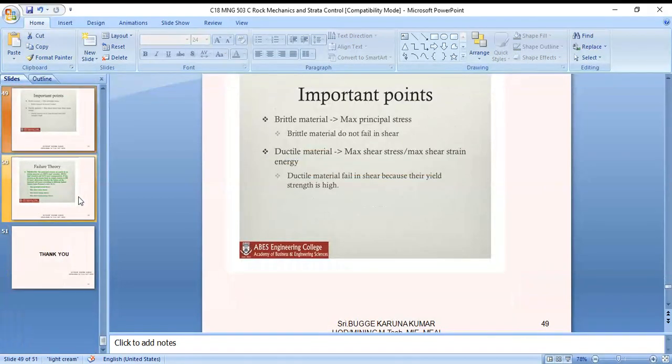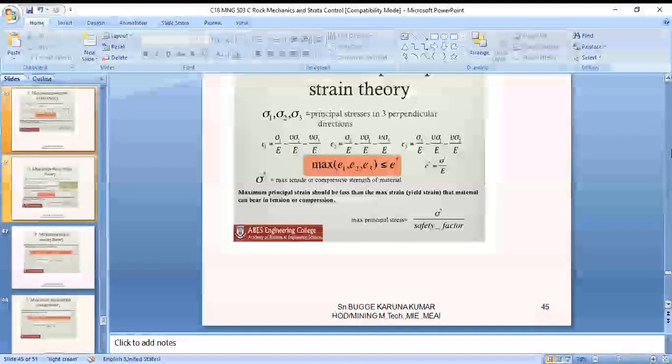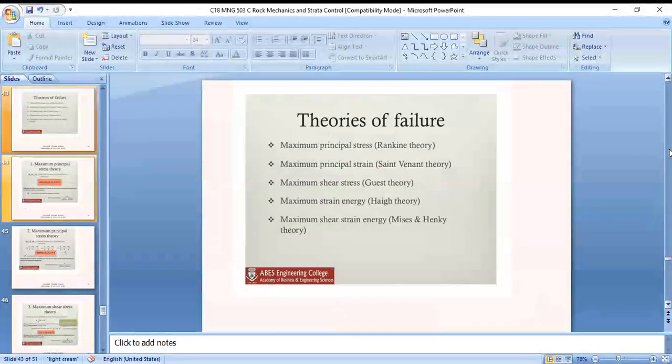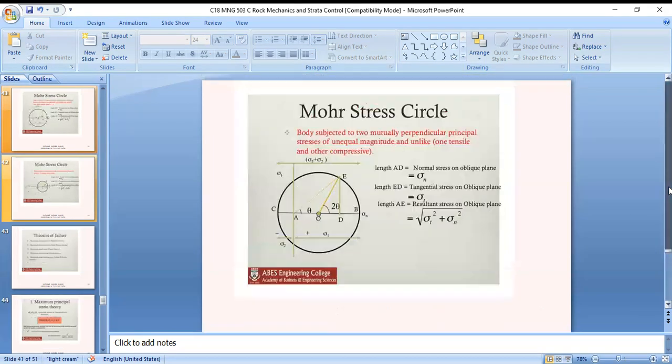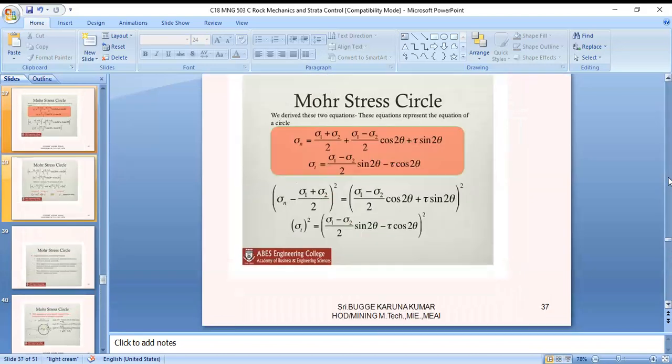So I hope you are understanding the lecture. I would like to brief again. There are failure criteria theories, basically maximum principal stress, maximum principal strain, maximum shear strain, and also maximum strain energy and maximum shear strain energy. These are the basic theories of failure. Besides these, there are also the Mohr circle theory and the Mohr-Coulomb theory.